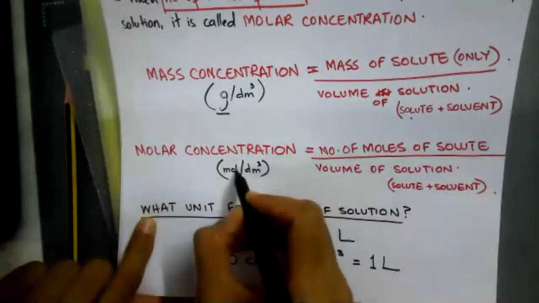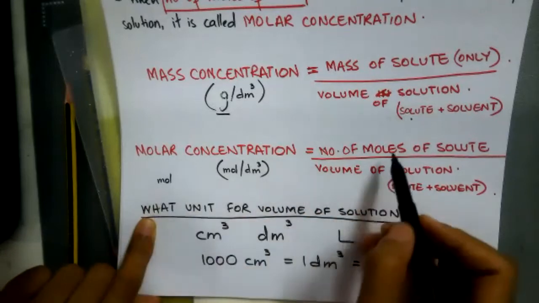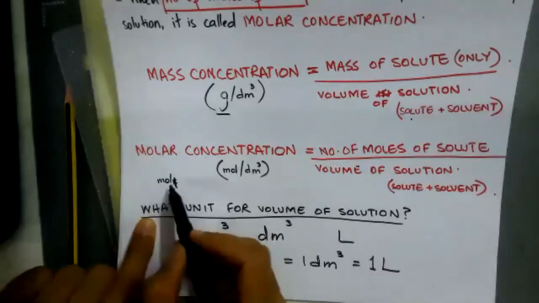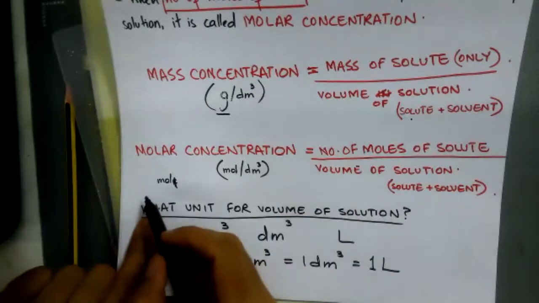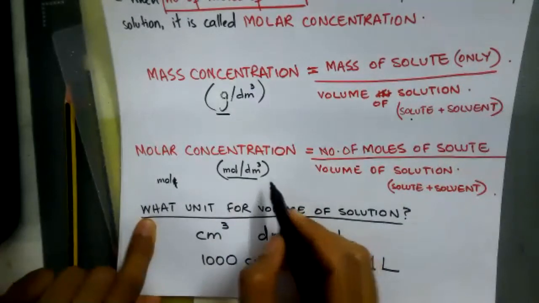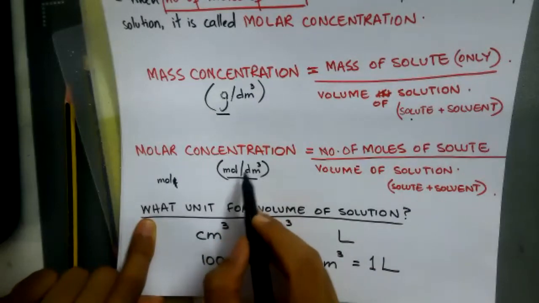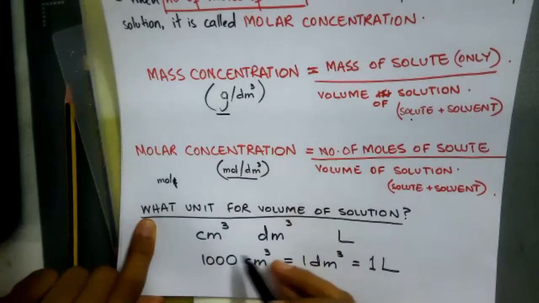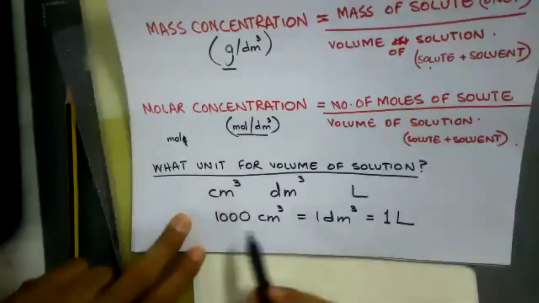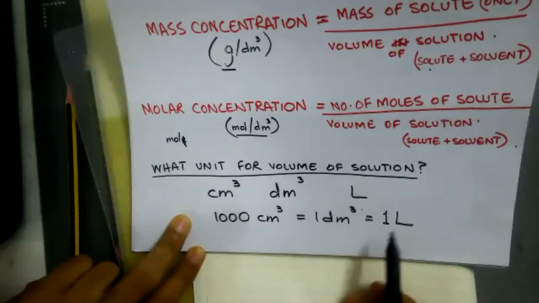So note down that the unit for moles is mol, so we skip the last e. We don't write the last e, okay? Just mol, that's the unit for the number of moles. So if you are expressing the concentration of a solution, you will use this unit, mole per dm cube, okay? And also familiarize yourself with this: 1000 cm cube is equal to 1 dm cube, and 1 dm cube is equal to 1 liter.